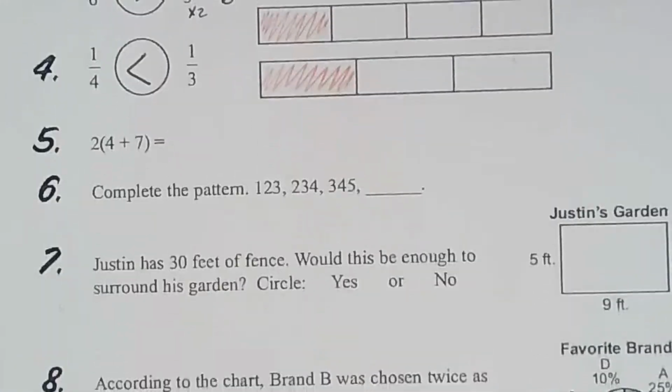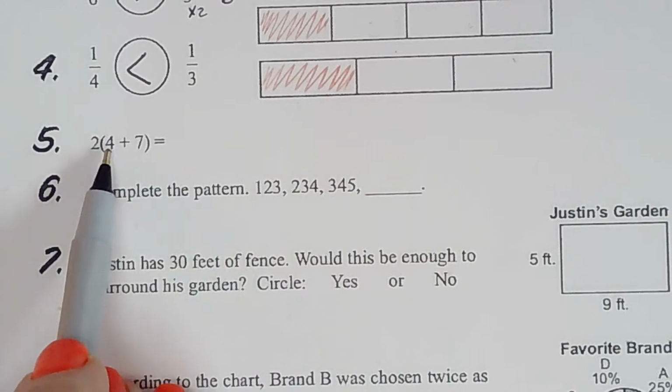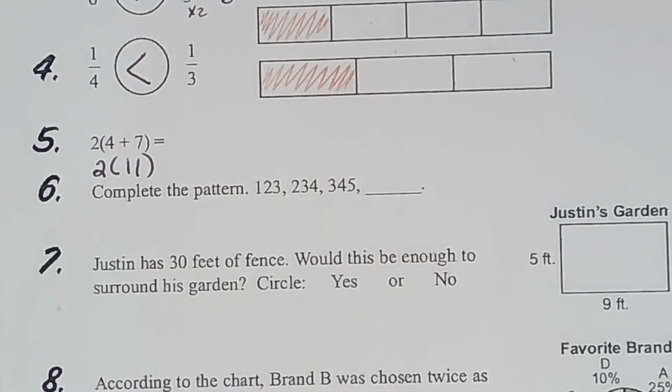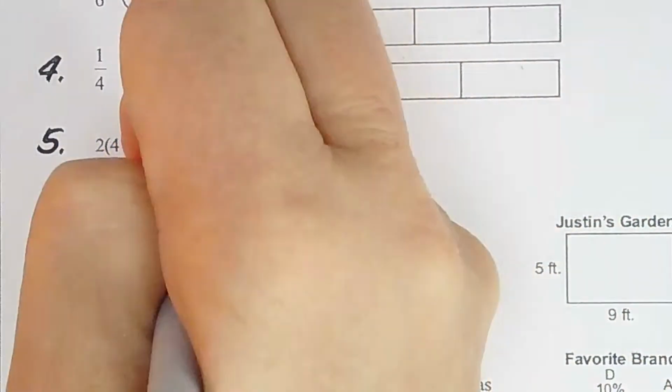Okay. Number 5, order of operations. We're going to do what's in parentheses first. 4 plus 7 is 11. And 2 times 11 is 22.